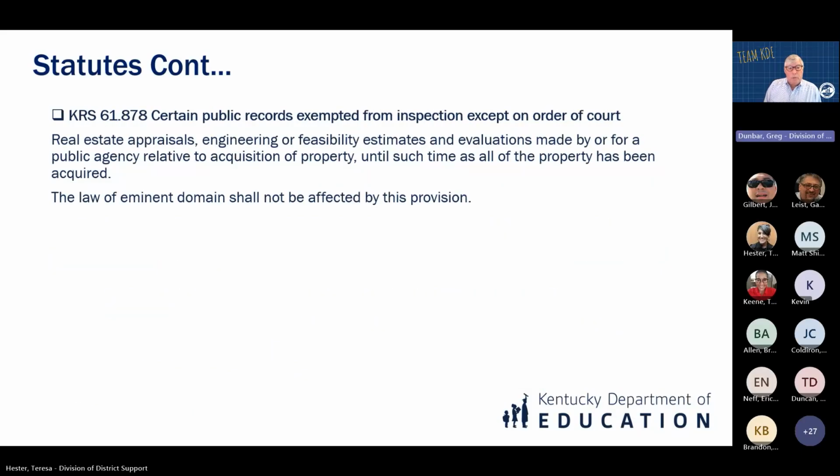So this KRS 161.878 relates to open records. Basically, this says that conversations about property acquisition by a local Board of Education are not subject to open records until such time as that property has been acquired. However, the exception to open records is the law of eminent domain is not affected by this provision. So that means that any eminent domain actions have to be done in open meetings. Next slide, please.